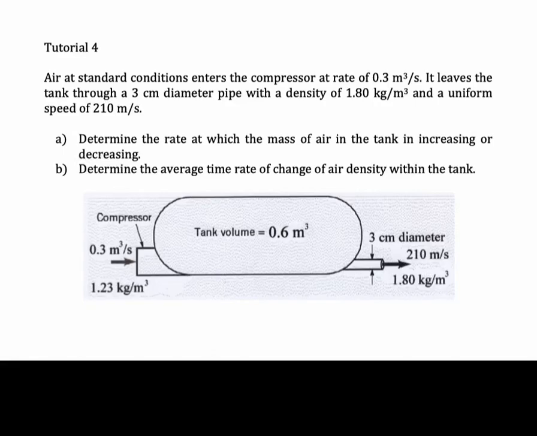Air at standard condition enters the compressor at a rate of 0.3 meter cube per second. It leaves the tank through a 3 centimeter diameter pipe with a density of 1.8 kilogram per meter cube and a uniform speed of 210 meter per second. Determine the rate at which the mass of air in the tank is increasing or decreasing, and determine the average time rate of change of air density within the tank.